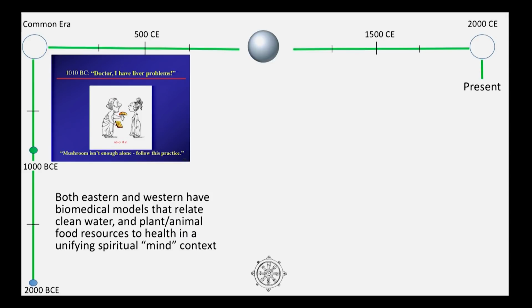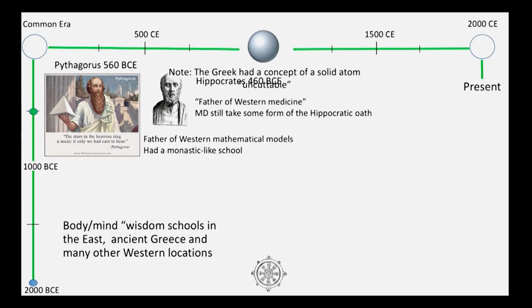Because at this time, both in the East and the West, there were schools that had developed that were body, mind, wisdom schools, both in the East and in ancient Greece, as well as many other locations. You can see the Western examples are Pythagoras and Hippocrates, who is the father of Western medicine. And we still take the form of the Hippocratic Oath.